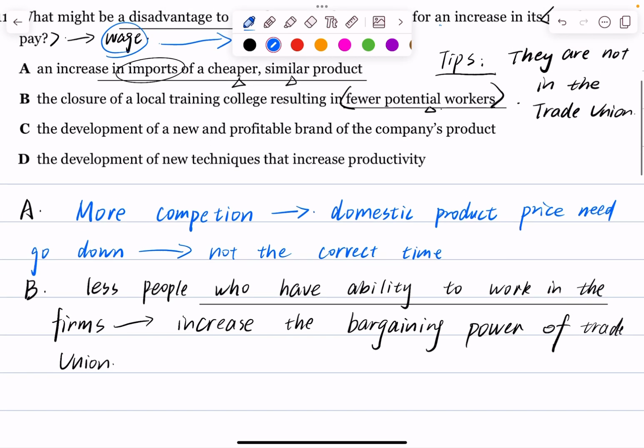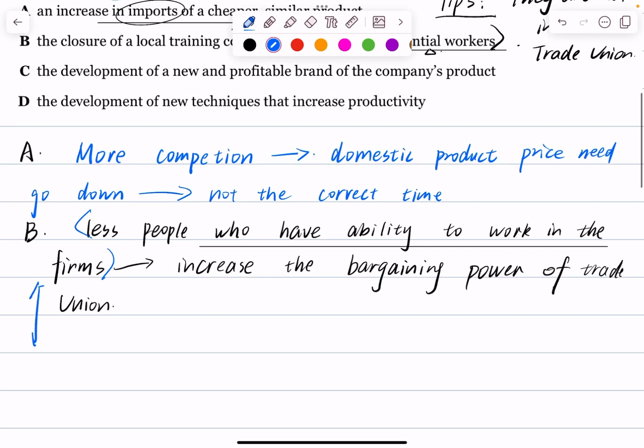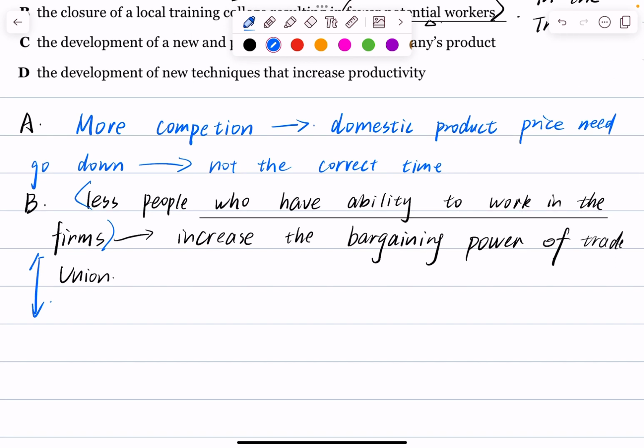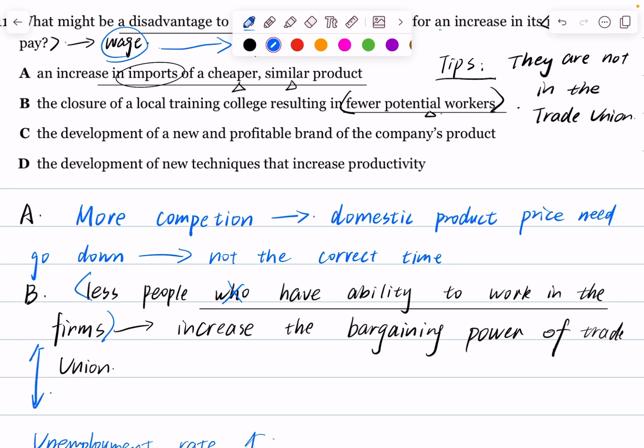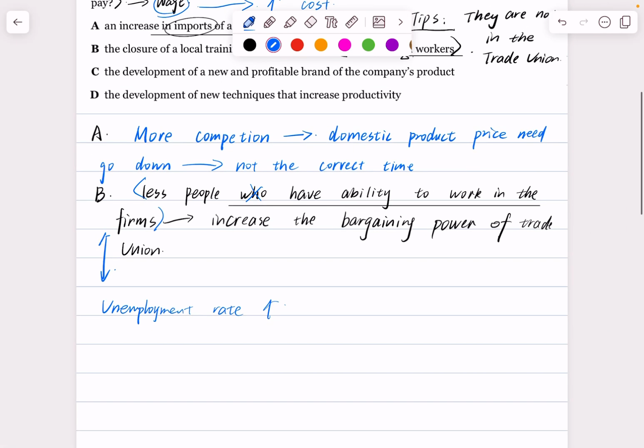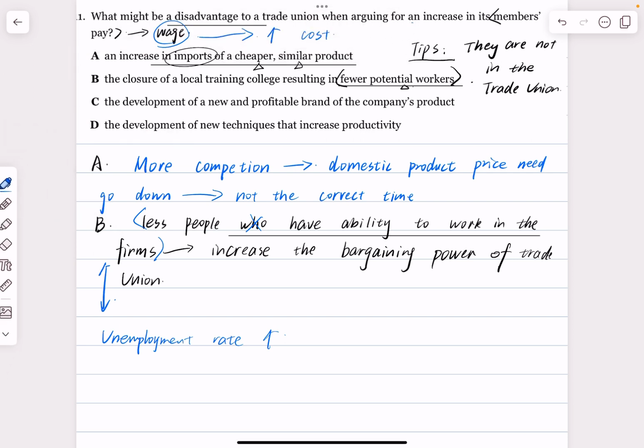We can imagine that this is the opposite situation to a high unemployment rate. Why? If fewer people have the ability to work in the firms, it's harder for the employers to find other people to replace the workers if the trade union and the employers don't reach an agreement on the wage rise. So I think this can be an advantage for the trade union to argue for the wage rise.